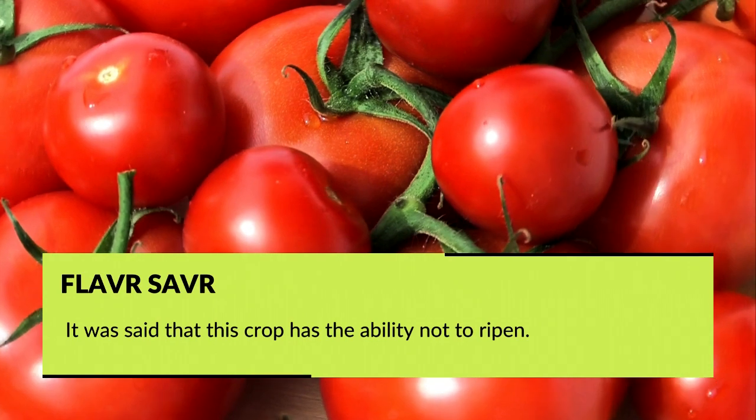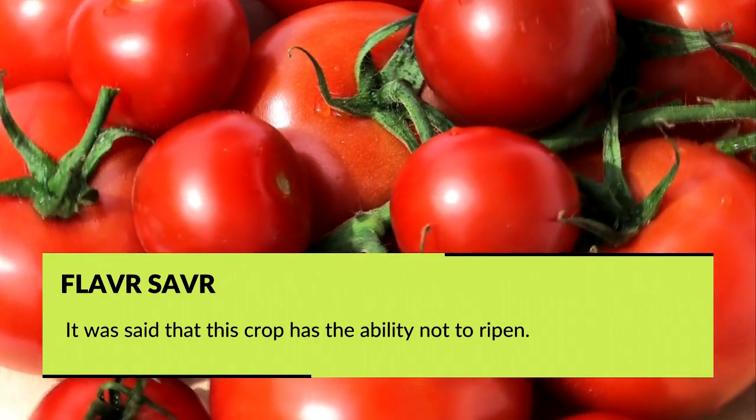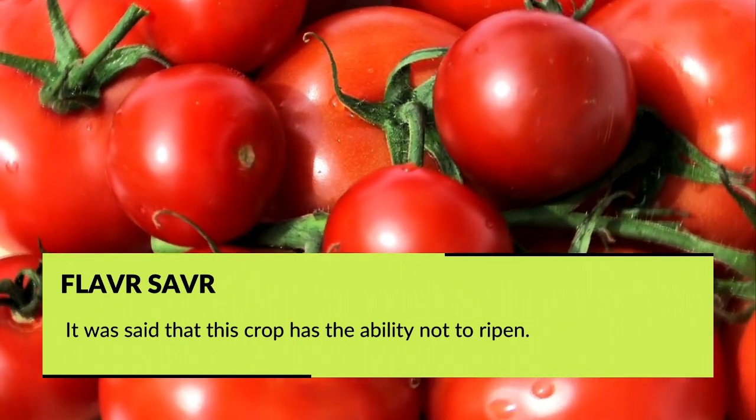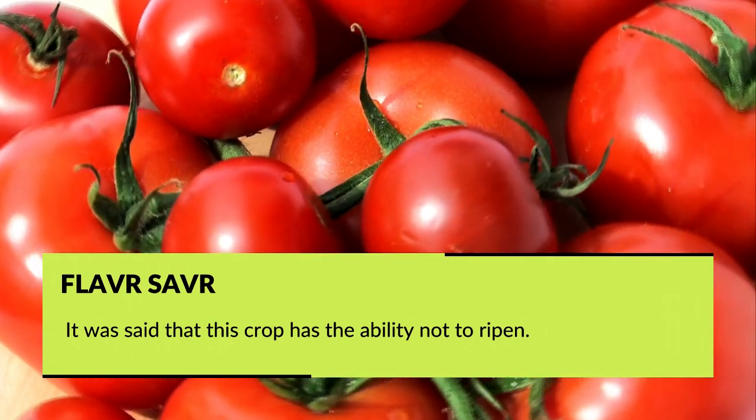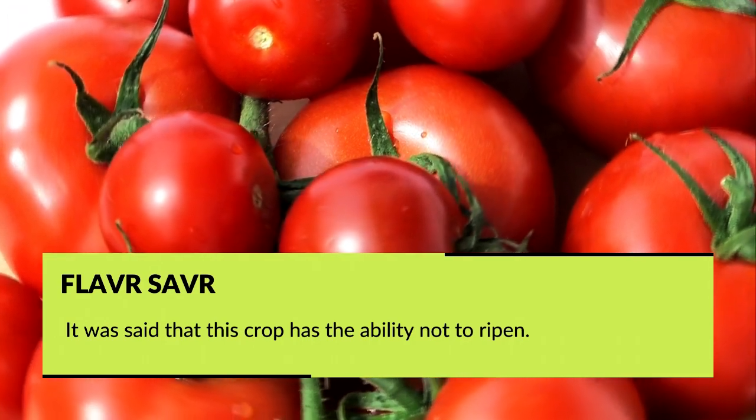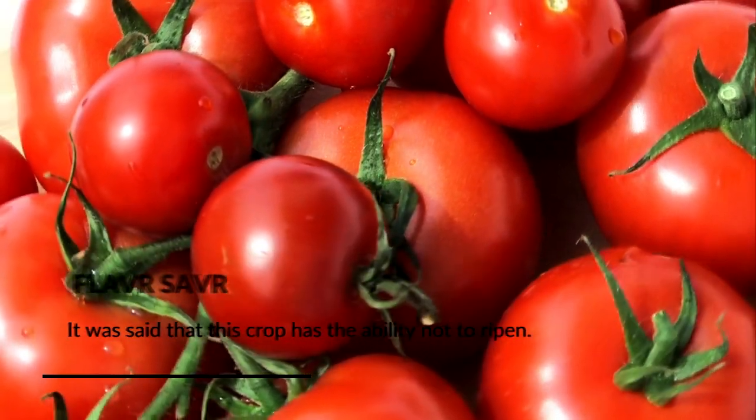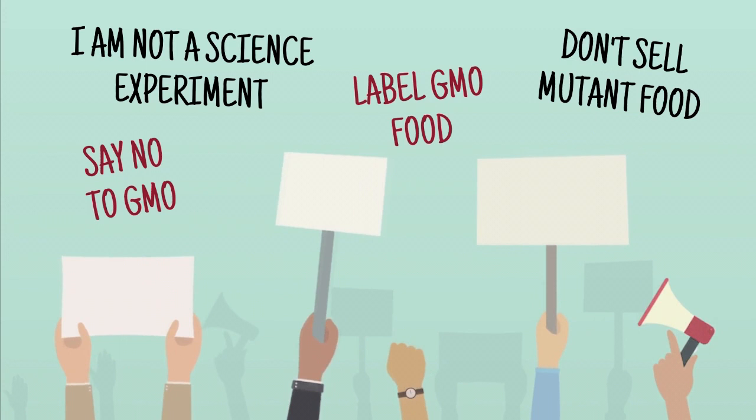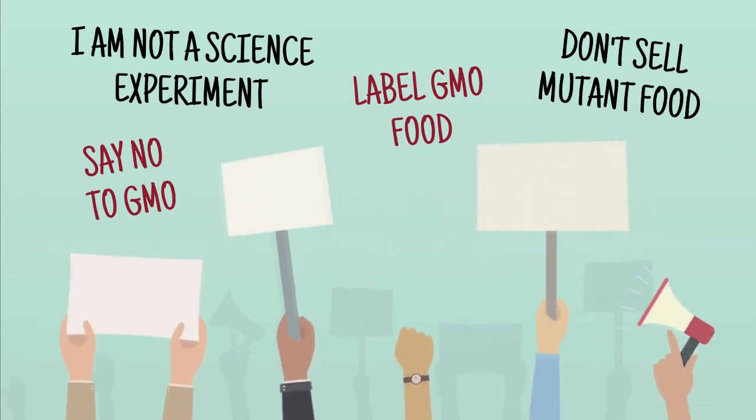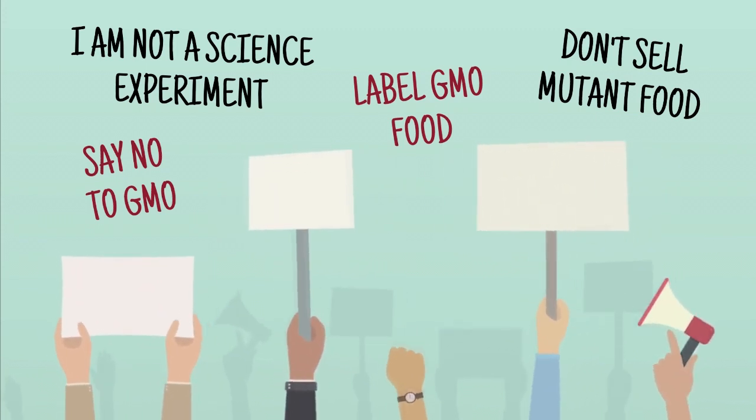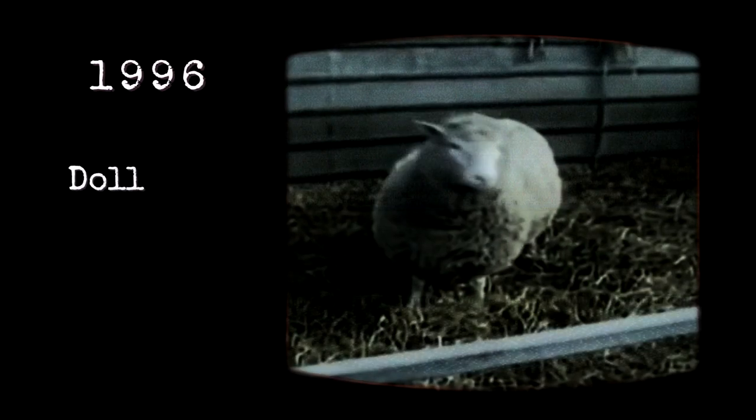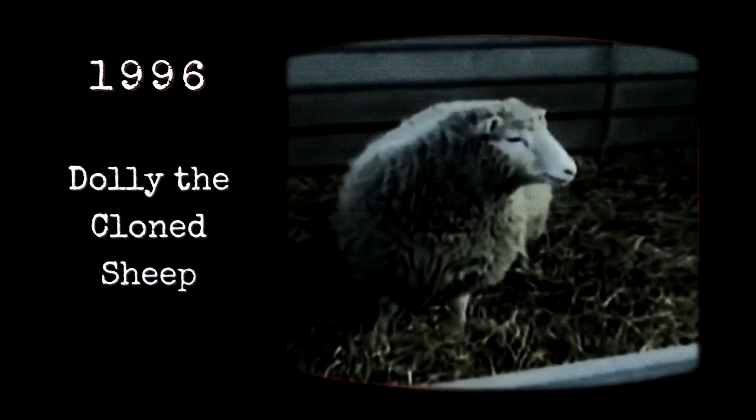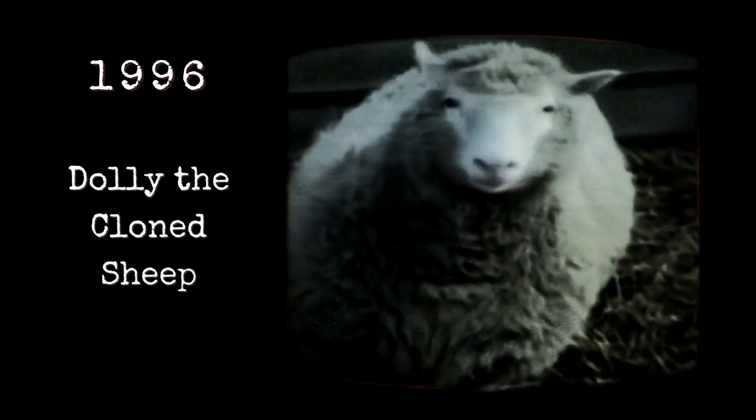It was said that this crop, named Flavr Savr, has the ability not to ripen. However, it did not meet the anticipated level of success and was then pulled out of the market. This case is a perfect example of how difficult it is to bring genetically engineered products into the market, since people are wary of the possible side effects. In 1996, humankind became witness to the first cloned mammal from an adult cell, known as Dolly.